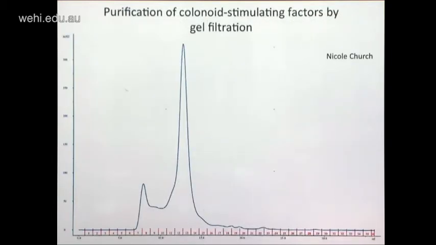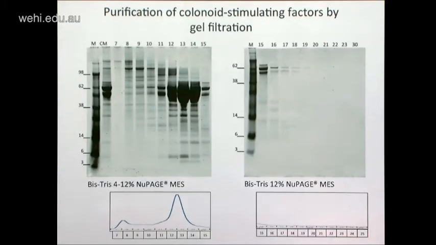And now we know the factors are proteins, and then we want to purify the factors by using gel filtration according to the molecular weight of the protein. And here's the elution profile of the gel filtration. And then we resolved each of these fractions by using SDS-PAGE, and we see the large proteins elute early, followed by the small proteins in the later fractions.